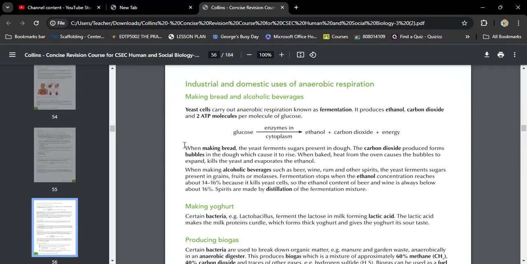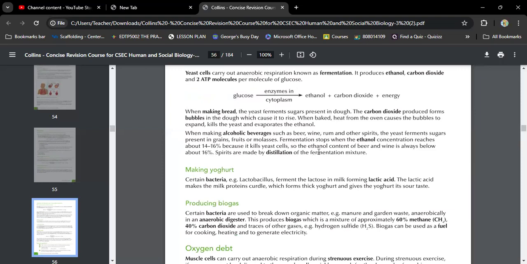So whenever you look at a bubbly fermented beverage like kombucha, I don't know if you're familiar with kombucha, which is a type of fermented black tea, right? There are so many fermented things out there. And when you open something that is fermented, it's a lot of air, gas being released. So the carbon dioxide produced forms bubbles in the dough which cause it to rise.